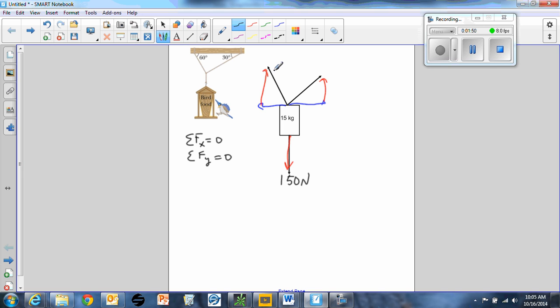Then I'm going to call this FT1. I'm going to call this FT2, because they're different. This angle here is 30 degrees because alternate interior angles are equal. This one here is 60 degrees. Alternate interior angles are equal. So in other words, if this angle is 60, that's 60. If this is 30, that's 30.